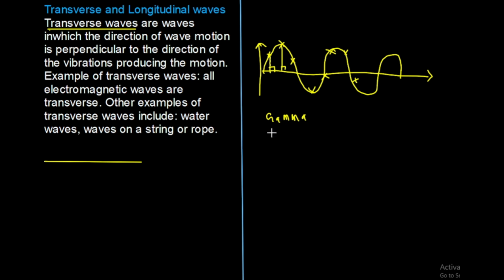Other examples of transverse waves, we have water waves. We also have waves on a rope or string. They also move in this up and down manner. So waves where the direction of wave motion is perpendicular to the direction of the vibrations, as seen here, we call them transverse waves.